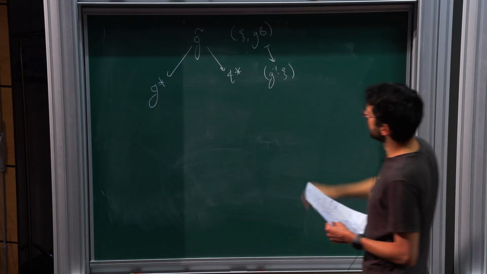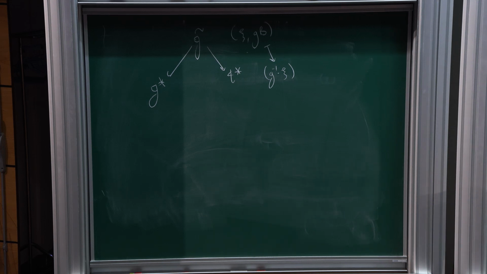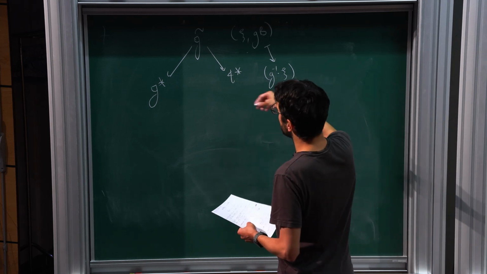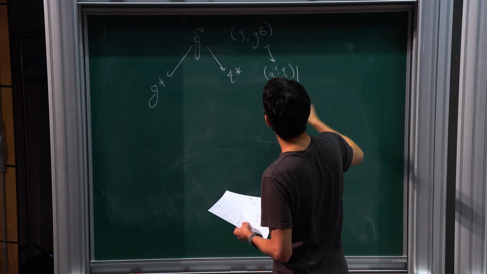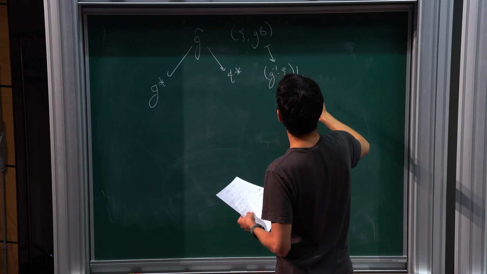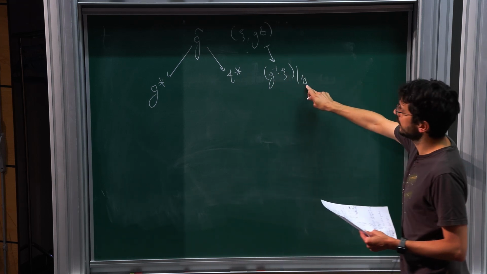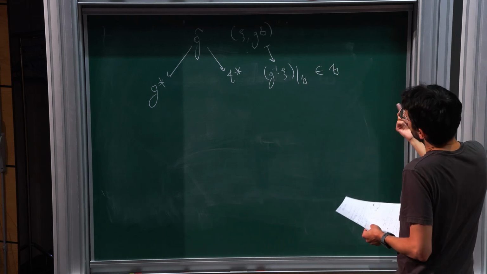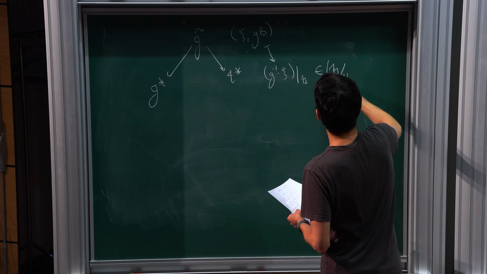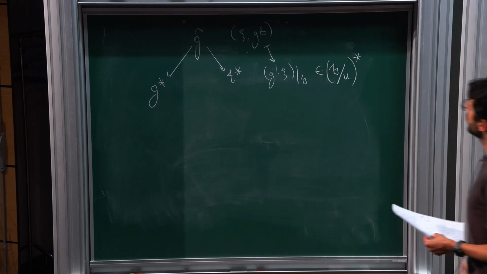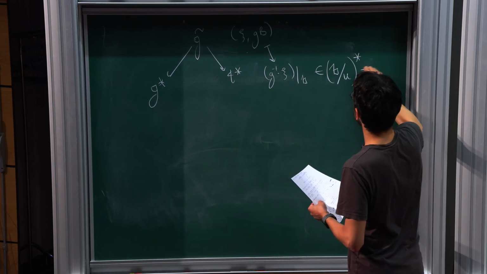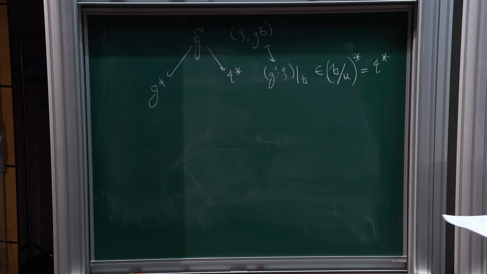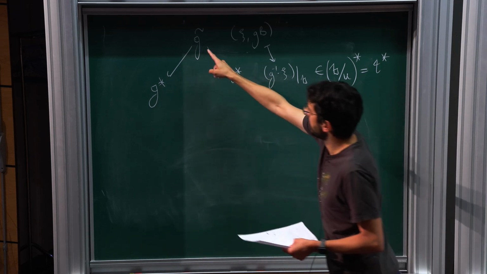So g inverse dot Xi is an element of the dual of g, which is determined only up to conjugation by an element of B. But I want to restrict it to the Lie algebra of B. And so I will get a linear form on b, which is 0 on U by assumption. And B mod U naturally identifies with T, so this identifies with T star, and so this is the map to T star.